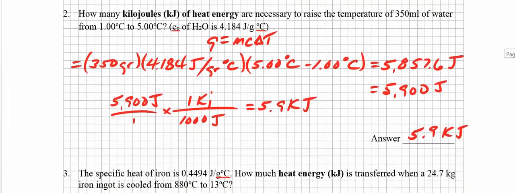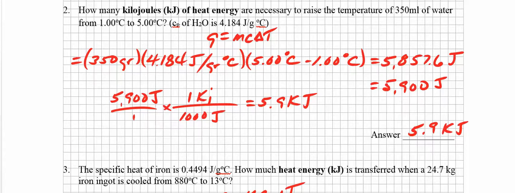Number 2 says, how many kilojoules, abbreviated kJ, of heat energy are necessary to raise the temperature of 350 milliliters of water from 1 to 5 degrees Celsius? Again, the specific heat of water is given as 4.184 joules per gram per degree Celsius. So here we go. We're going to use our formula. Q is equal to MC delta T, just like that. And we're going to start plugging in.